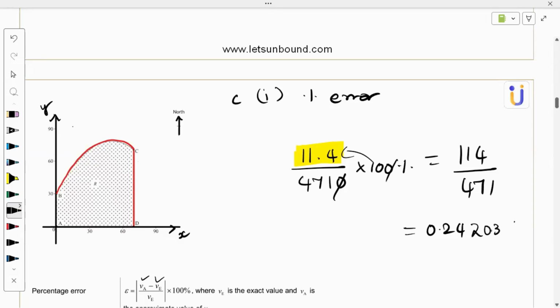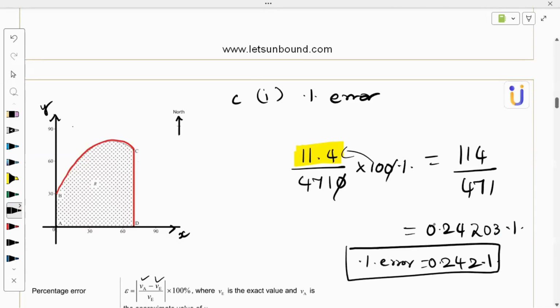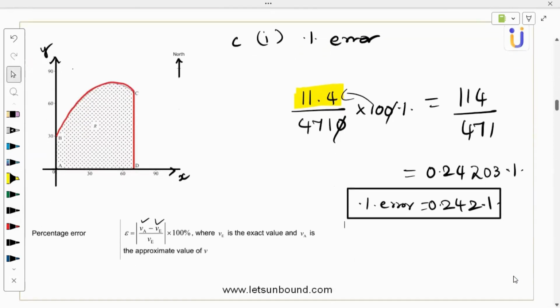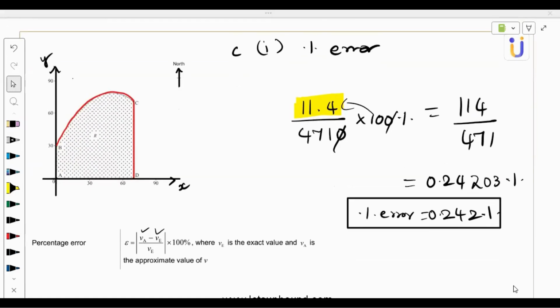You will get 0.24203. Most importantly, your answer through this formula is a percent, right? So don't put it's 24%. It's 0.242% when you opt for three significant figures. That's the percentage error, right? That's simple. Now, moving to the next part.